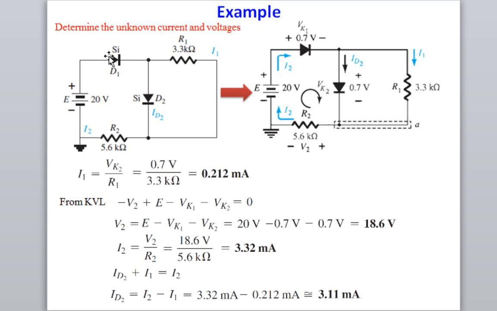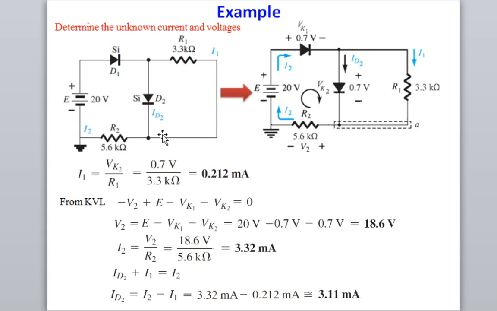It can be assumed that this diode D1 may be replaced with a battery of 0.7 volt, because this is made of silicon. This diode D2 may also be replaced with a 0.7 volt battery. So here I have written 0.7 volt, 0.7 volt. This is the voltage drop across diode D1, VK1 I have written, and VK2 0.7. If both battery voltages are known, then we can find out the value of current.